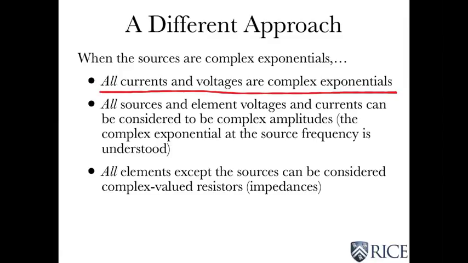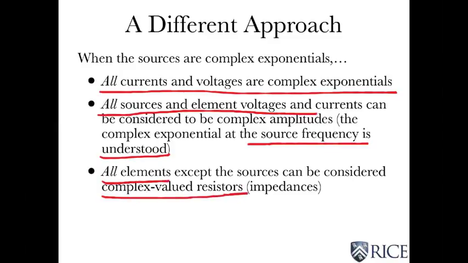So all sources and element voltages and currents can be considered just complex amplitudes, because we're going to assume the source frequency is understood. We're going to assume the complex exponential is sitting there. That's the cancellation I mentioned. And when we do that, all elements can be considered as complex valued resistors. The technical word is that they're an impedance. That really makes our life a whole lot easier.